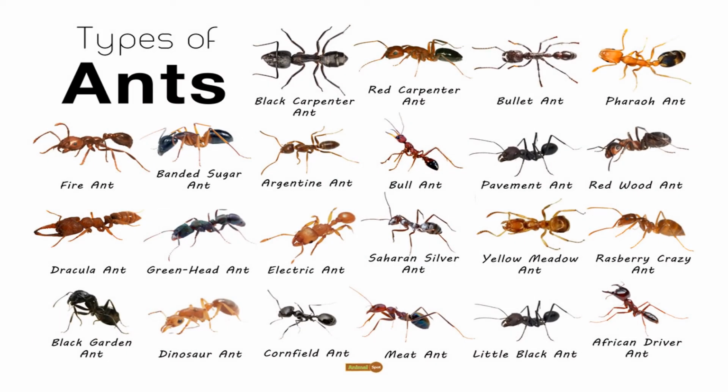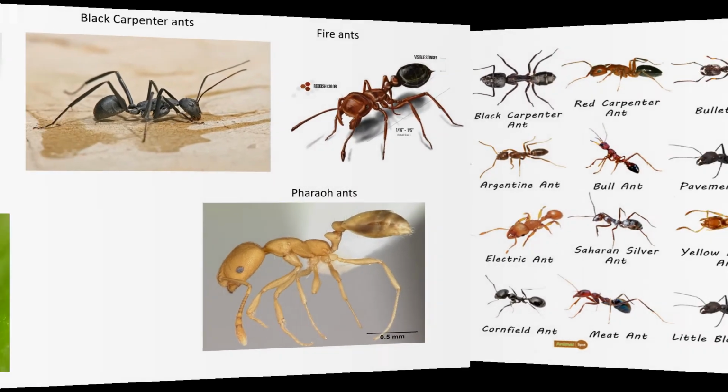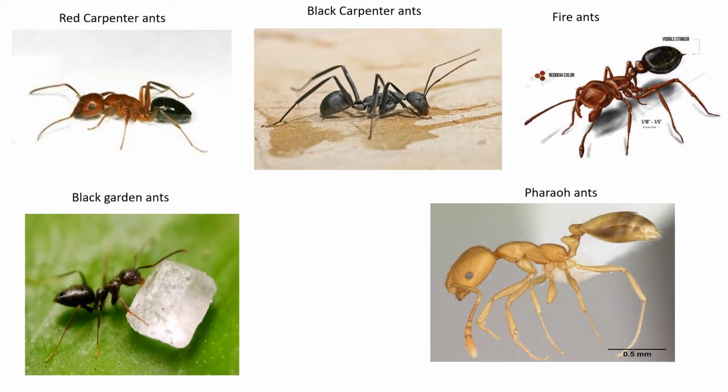There are many kinds of ants. Over 12,000 species of ants have been identified. Ants are social creatures by nature. Some types of ants are red carpenter ant, black carpenter ant, fire ants, black garden ants, pair of ants.